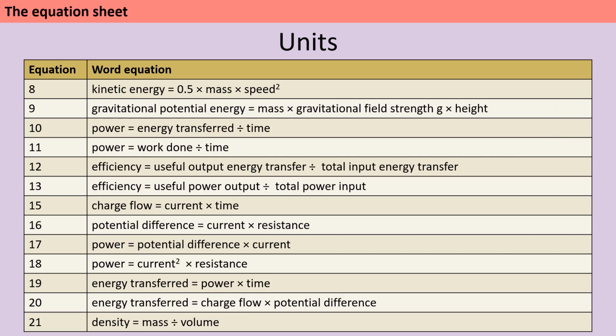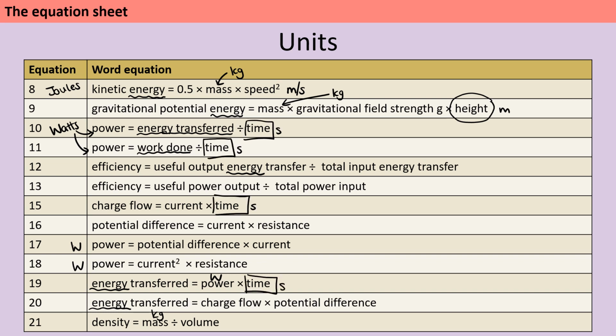First up is energy. So anywhere that you see energy, but also anywhere that you see work, which is just a type of energy, it's always going to be in joules, making sure, of course, that you have a capital J. Speed is in meters per second, and mass is always going to be in kilograms, and that comes up in several different equations. Height should be in meters, power should be in watts, and time should be in seconds. What else have we got? Charge flow is going to be in coulombs.